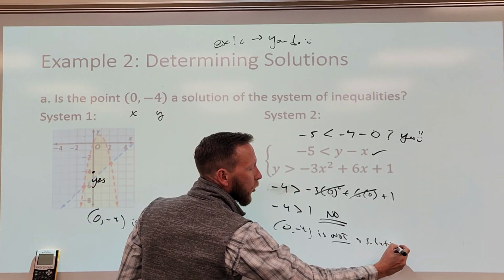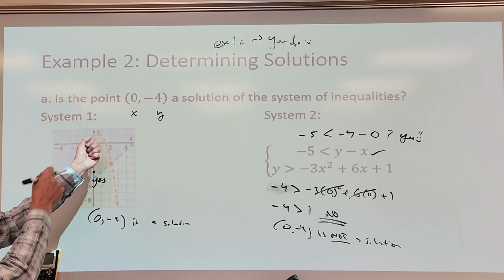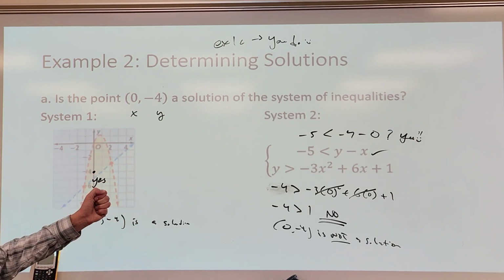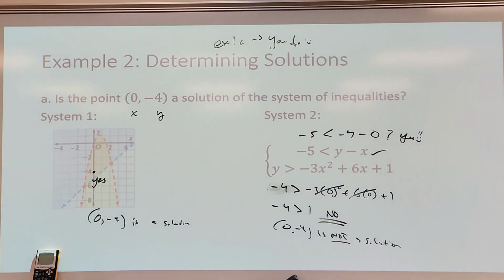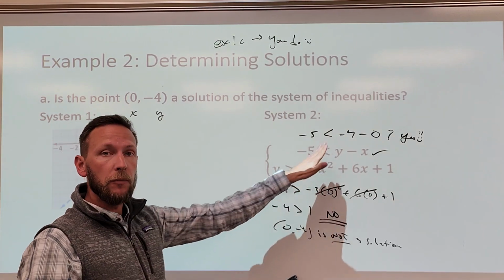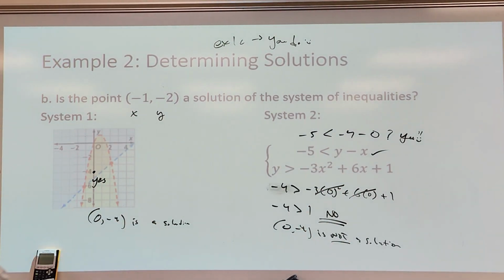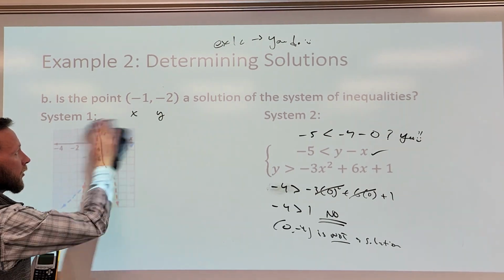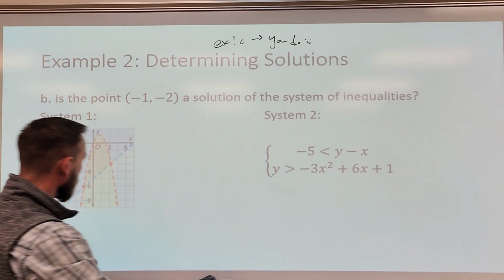So picking a test point is one way in which you can determine where do I shade it. Or if we're asking the question, is this a solution to the system? Does it meet the requirements of the system? Is the y value actually greater than -3 times the x value squared plus 6 times the x value plus 1? Here we said it was no. Here we're going to test this one in a couple different ways. -1, -2. Let's see how this one goes.